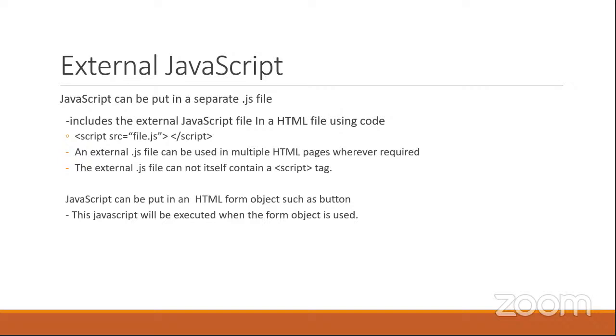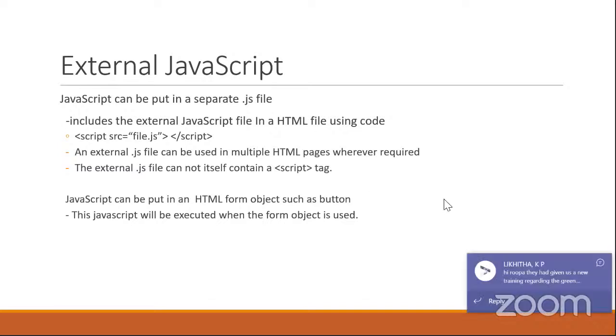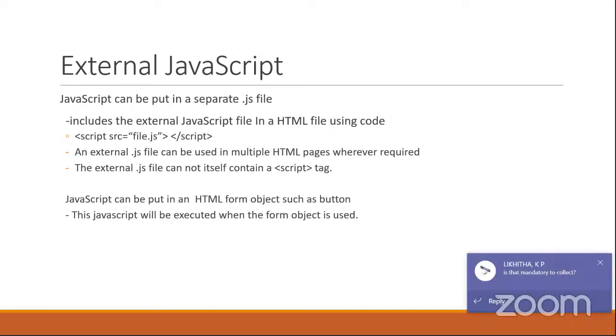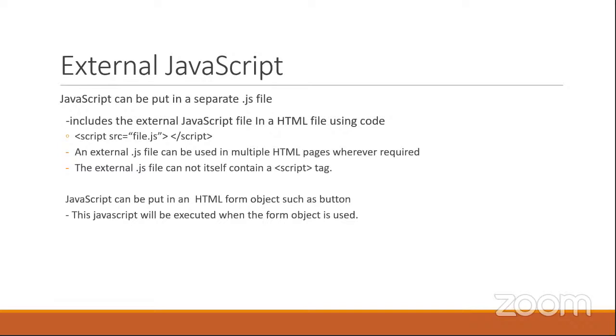Okay, fine. So here is about external JavaScript. Of course, JavaScript can be put in a separate file. We can write a separate file and save it with a .js extension. We include the external JavaScript file in an HTML file by using the script tag along with the src resource. An external JS file can be used in multiple HTML pages whenever it is required.